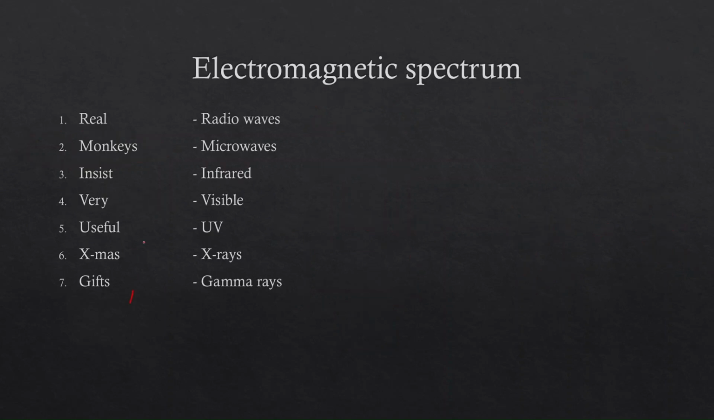Then I have a mnemonic over here for the electromagnetic spectrum, which is: real monkeys insist very useful Xmas gifts. And this visible light over here, if you notice, infrared means there's red hidden over here, which means that when you write VIBGYOR or the opposite of whatever it is, red is going to be on the top, and violet is going to be on the bottom, because ultraviolet, right? So that is one way to remember it.